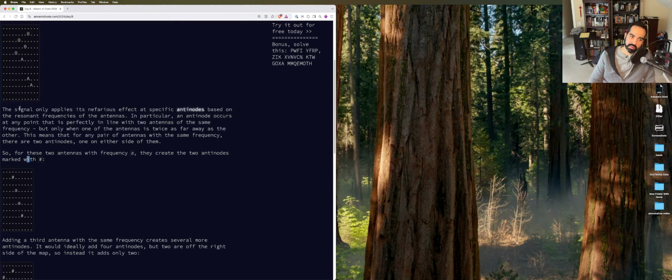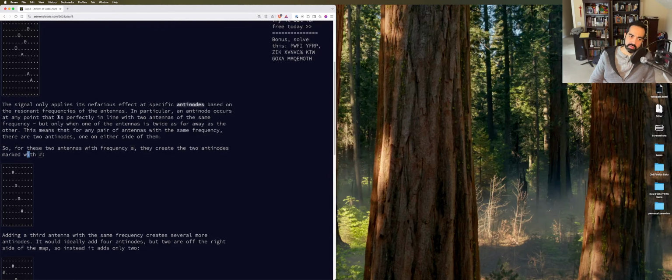Okay, the signal only applies at specific antinodes. An antinode occurs at any point that is perfectly in line with two antennas of the same frequency, but only when one of the antennas is twice as far away as the other. I don't really know what that means. I'm going to keep reading. But only when one of the antennas is twice as far away as the other. What does that mean? I don't know.